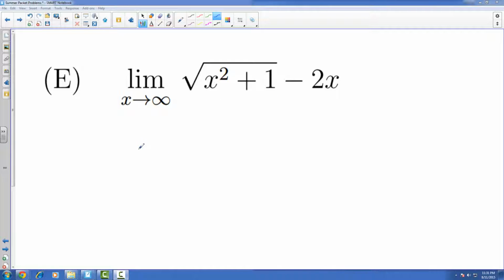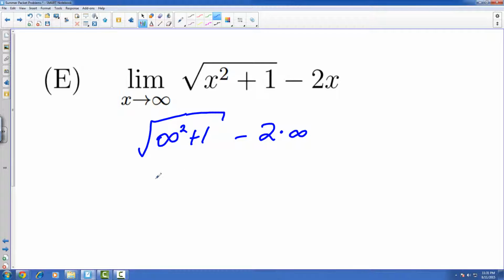with the square root of infinity squared plus 1 minus 2 times infinity. And so what happens here is you have infinity squared, which is infinity, plus 1. That's really not going to change anything. You still end up with infinity here. And then the square root of infinity is still infinity. And then minus 2 times infinity.